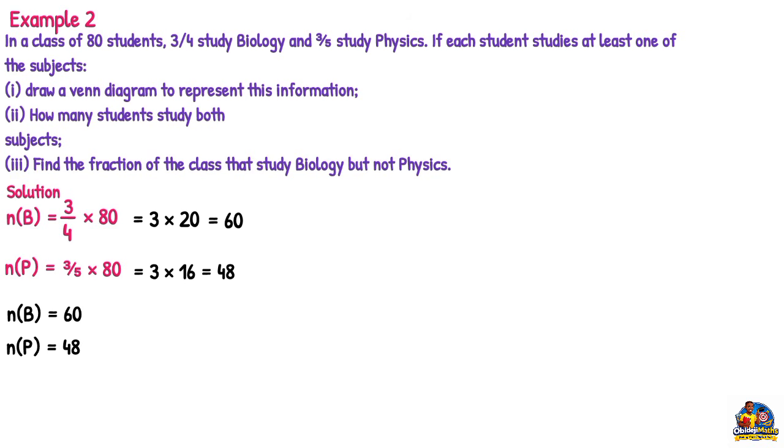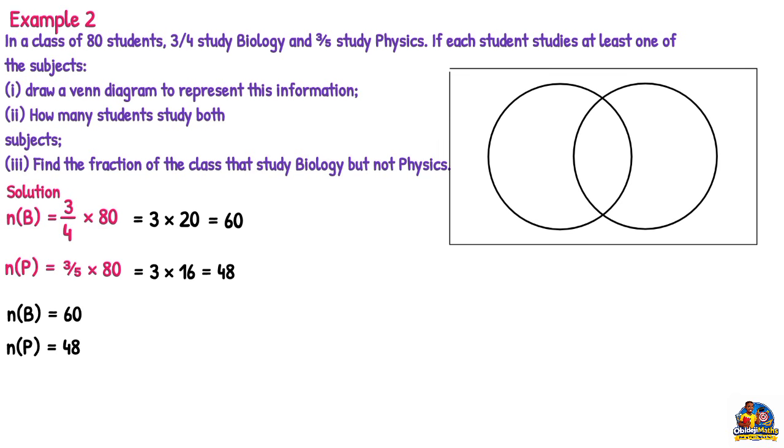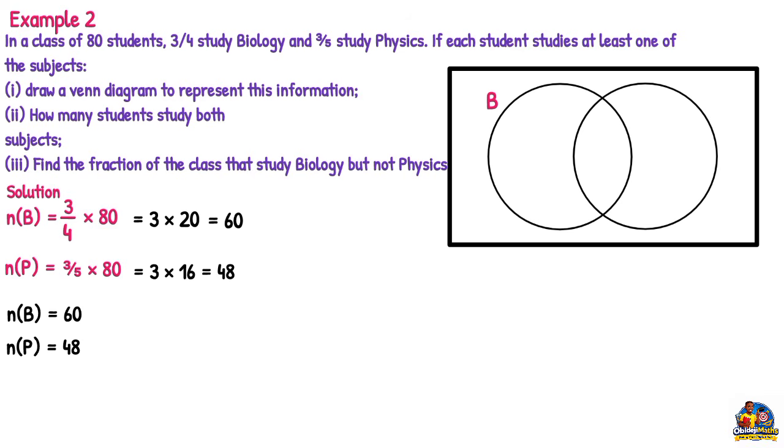Now let's go straight to the Venn diagram. Now we're having two sets, one for biology, the other one for physics. Don't forget the universal set is 80. Now, all your calculation must start from the intersection, from the middle. Are we given those that study both subjects? No. Look at Roman figure 2. That is what we are looking for.